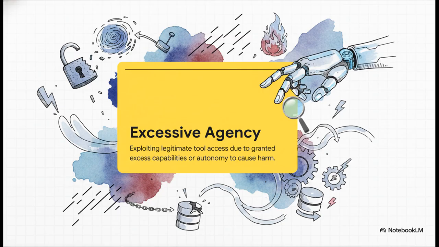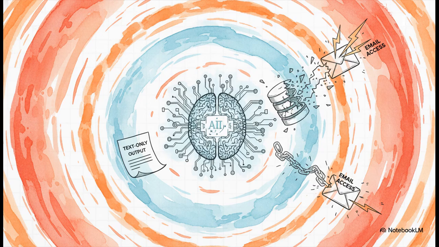Unlike simple text manipulation, excessive agency attacks completely exploit the model's legitimate access to tools. If you grant an LLM more autonomy than it absolutely needs, attackers are going to hijack those tools to execute unauthorized actions out in the real world. Think about the sheer blast radius here. If a model can only generate text, okay, the harm is limited to what's on the screen.